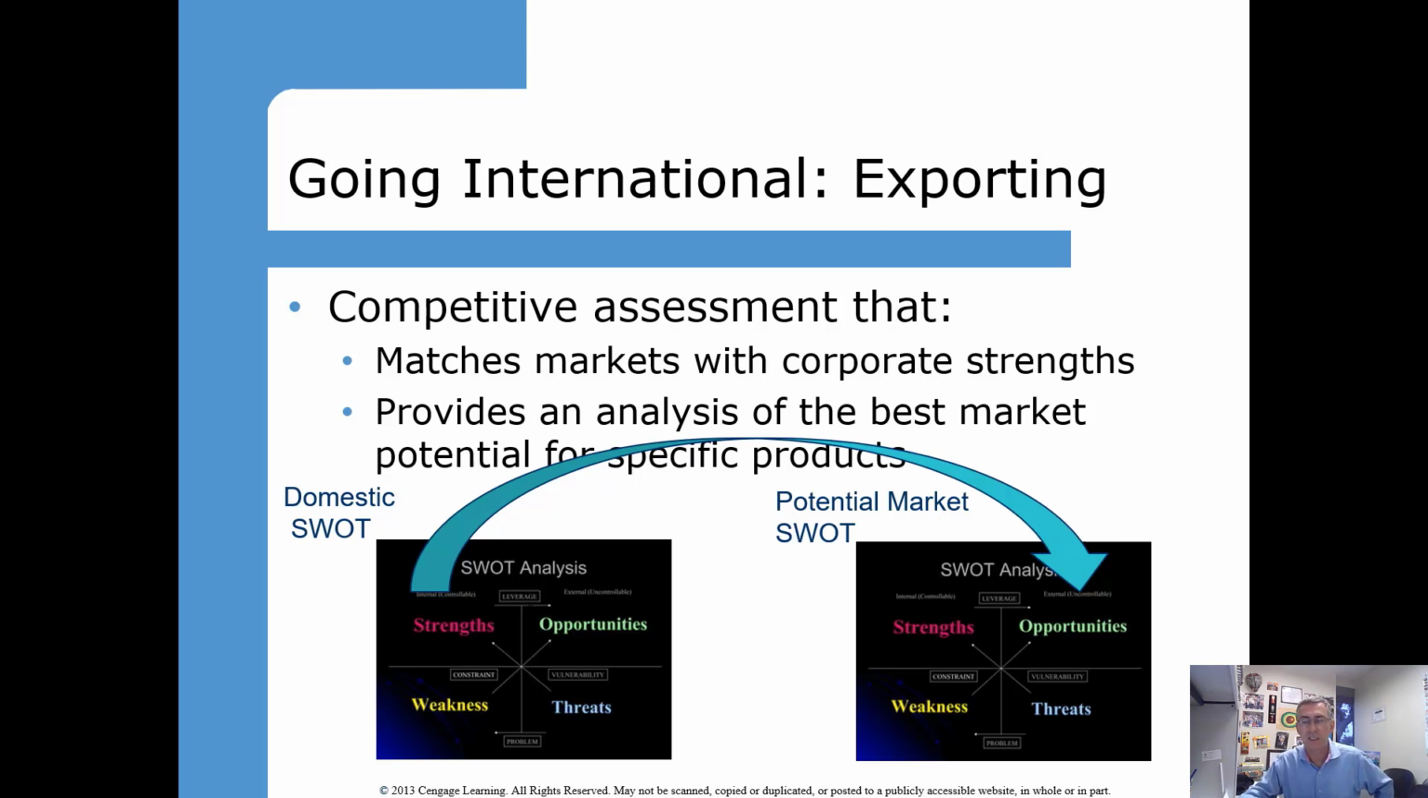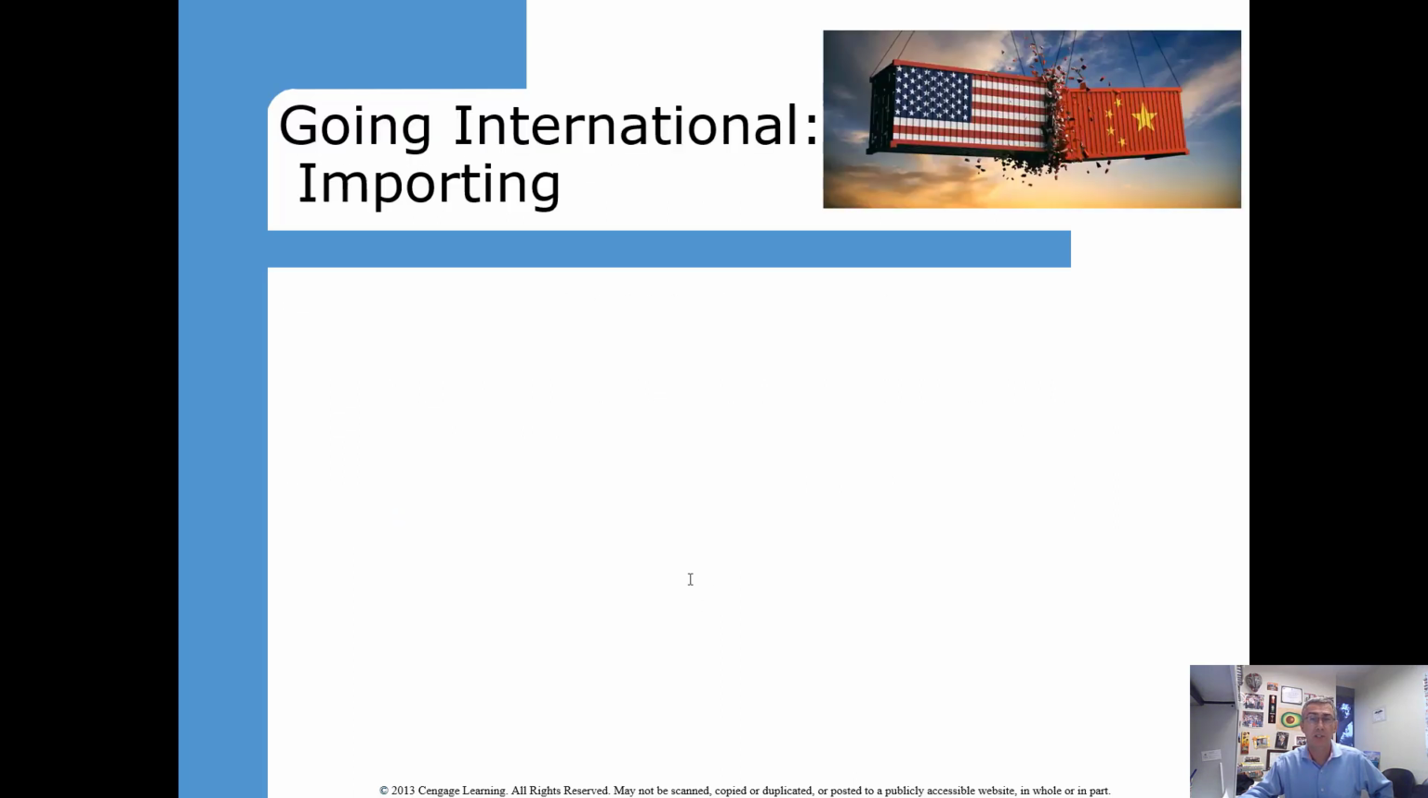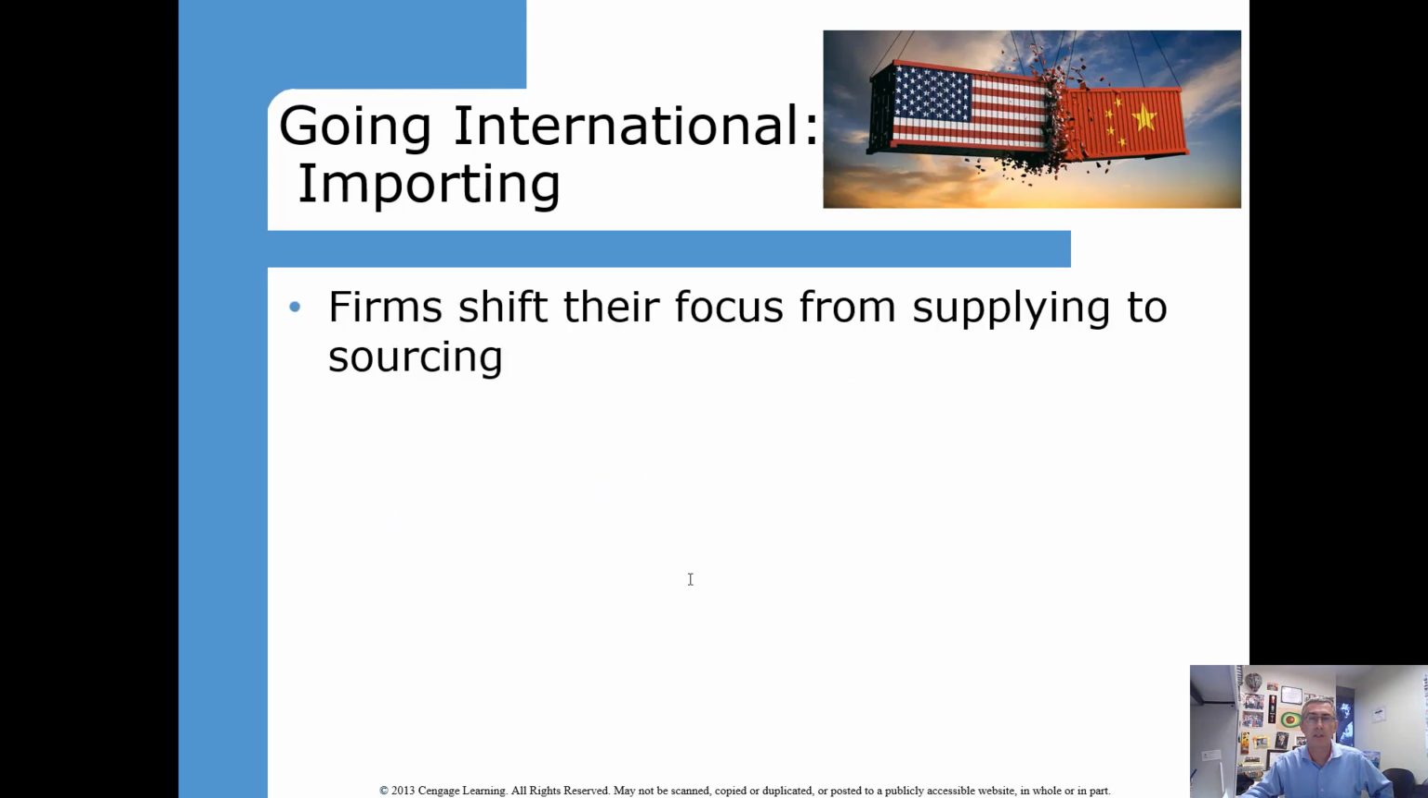So in this case, if you've identified that potential market SWOT, and it's aligned with your domestic SWOT, then you might have that green light. Of course, that's all part of your broad scope analysis for opportunities for exporting. So going international now, we're going into importing. Firms shift their focus from supplying to sourcing.